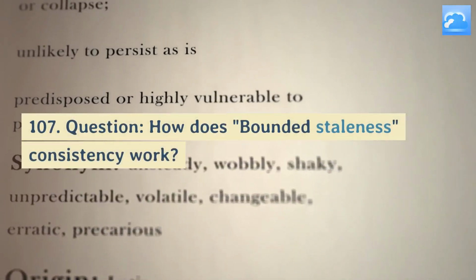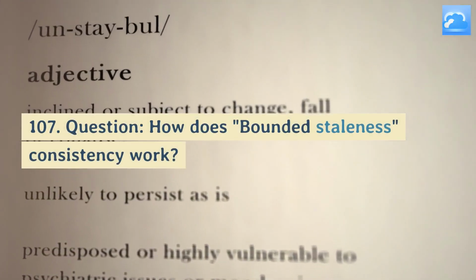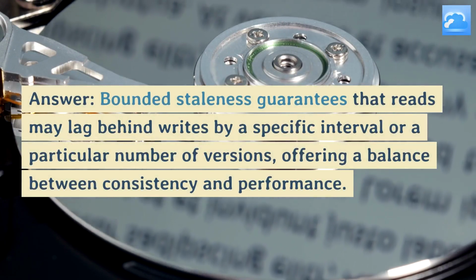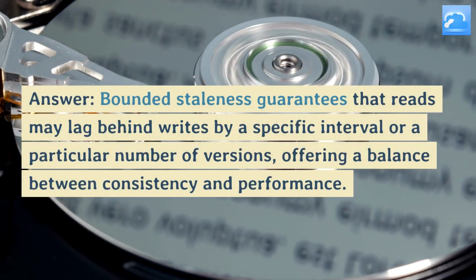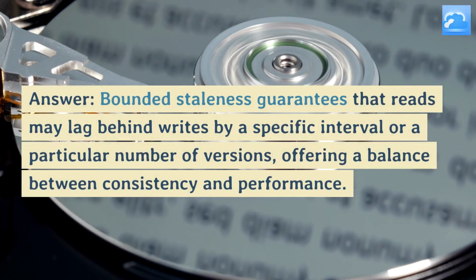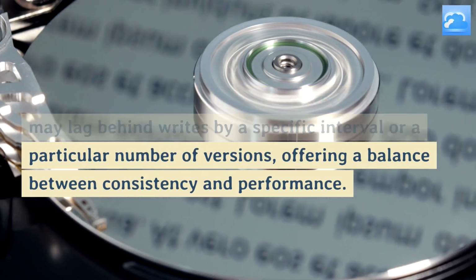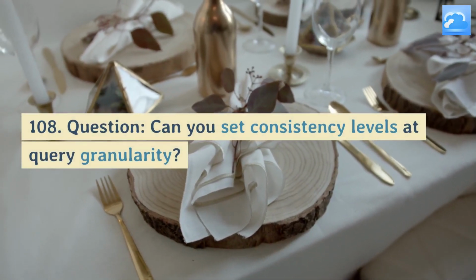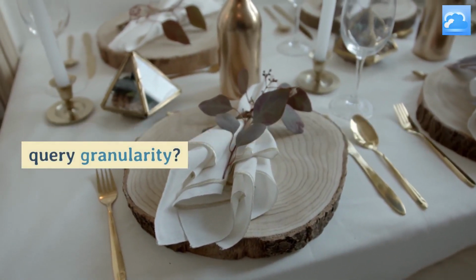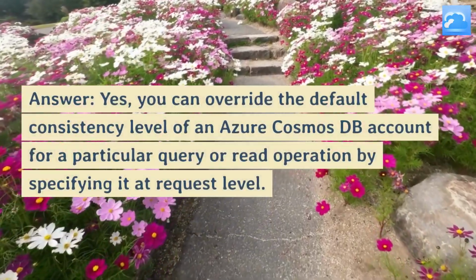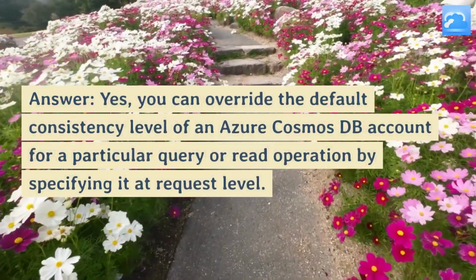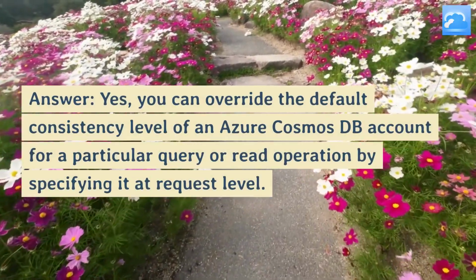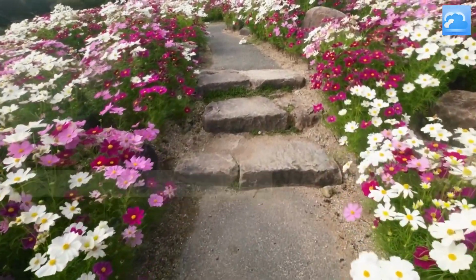107. Question: how does bounded staleness consistency work? Answer: bounded staleness guarantees that reads may lag behind writes by a specific interval or a particular number of versions, offering a balance between consistency and performance. 108. Question: can you set consistency levels at query granularity? Answer: yes. You can override the default consistency level of an Azure Cosmos DB account for a particular query or read operation by specifying it at request level.